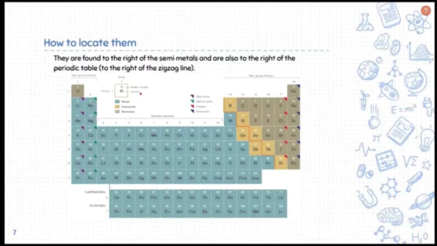How to locate them? They're found to the right of the semi-metals and to the right of the periodic table. So the semi-metals are just the orange ones. So all of the brown elements would be the non-metals. This red line is very important because it borders the metals and the non-metals. So the elements that come after the line would be considered non-metals.